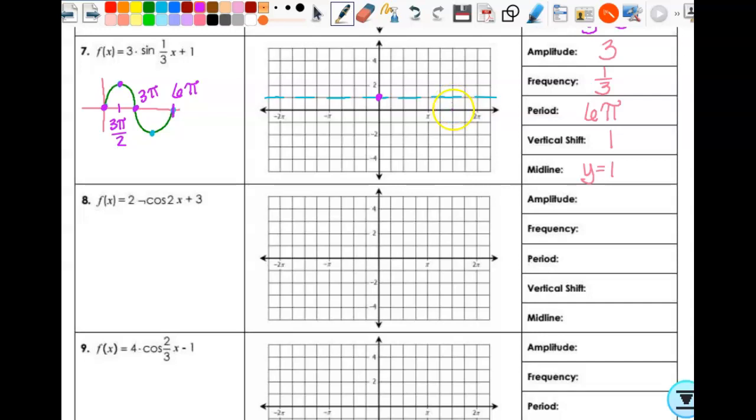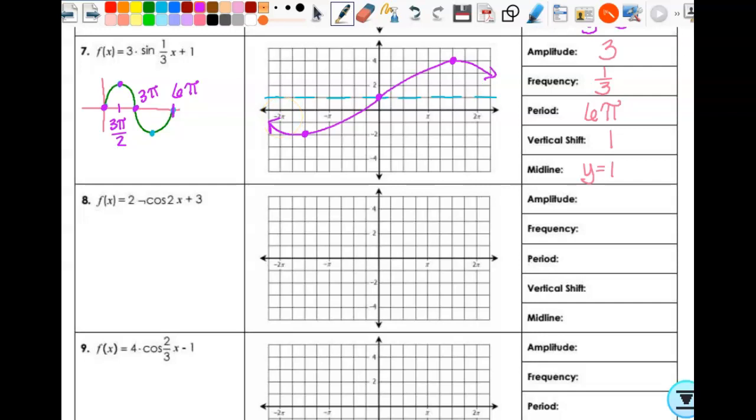This is where I would go at 3 pi halves from my midline, up whatever the amplitude is, which is 3. So I can only get 2 of the 5 anchor points on there, but because I know what the shape is, because it doesn't change, I can get one more point. So I would go to negative 3 pi halves, and then from the midline, I'd go down 1, 2, 3. Always make sure it's from the midline and not from the x-axis, because that can lead to some bad things for you. It should look something like that.